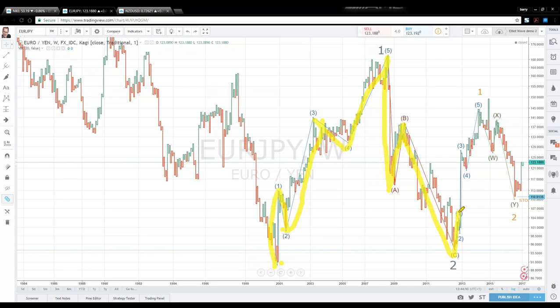We go back to 1, 2, and it's very, very tiny. If you notice the move, 3, decline, 4, 5.